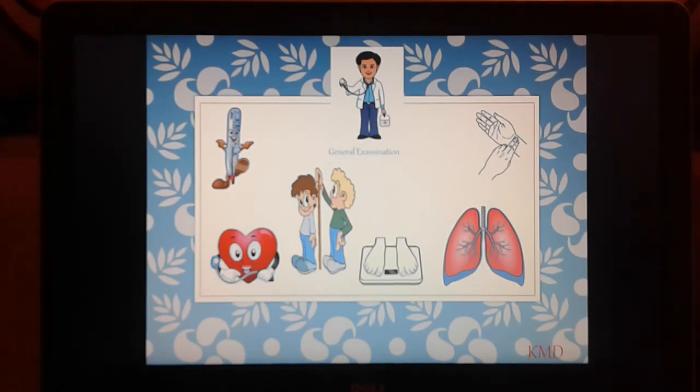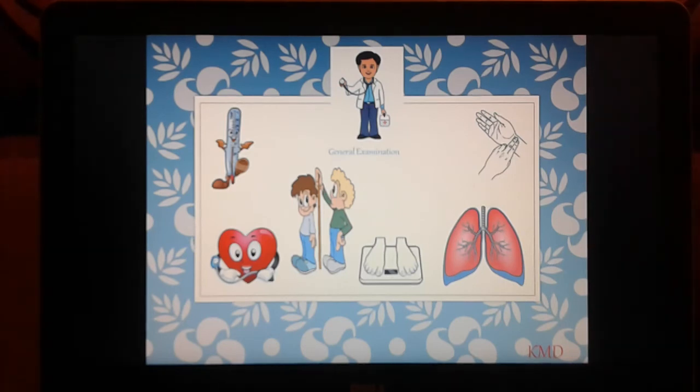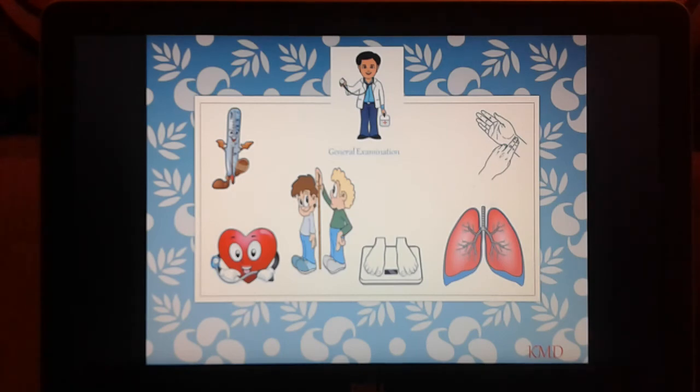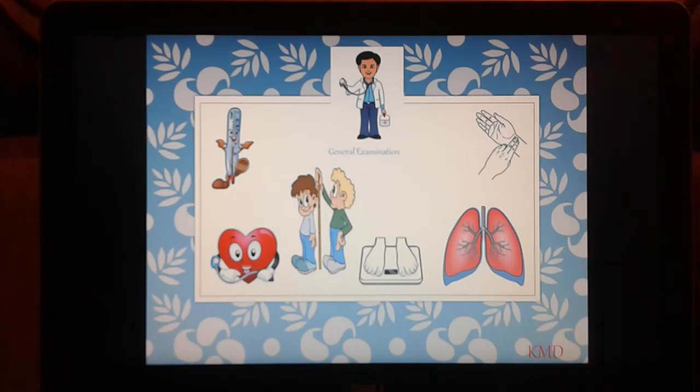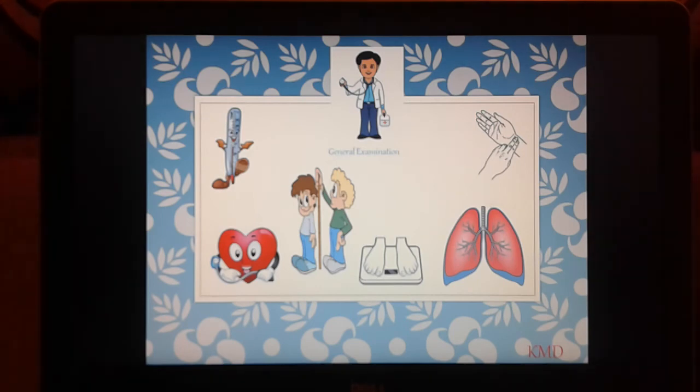Likewise, the normal temperature is 98.6 degrees Fahrenheit or 37 degrees Celsius, and the respiratory rate ranges anywhere between 16 to 24 breaths per minute. And for the blood pressure, the systolic is in the normal range of 110 to 140 millimeters of mercury, and the diastolic ranges from 60 to 90 millimeters of mercury.